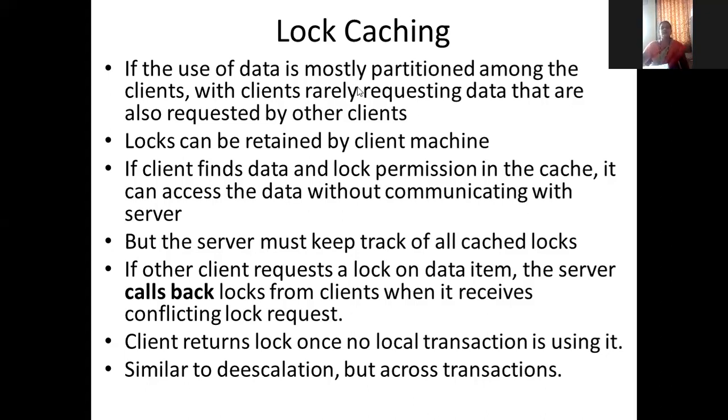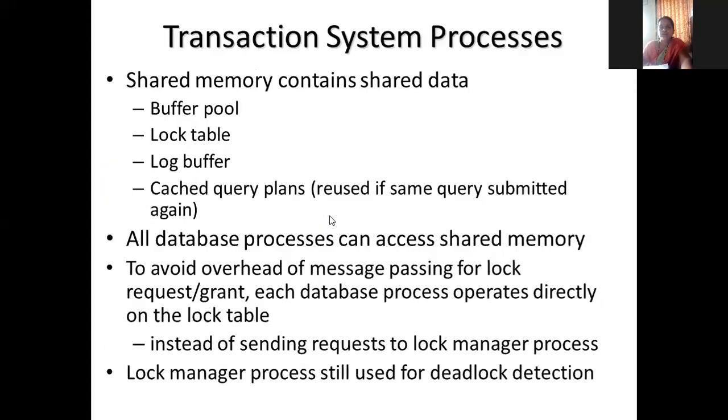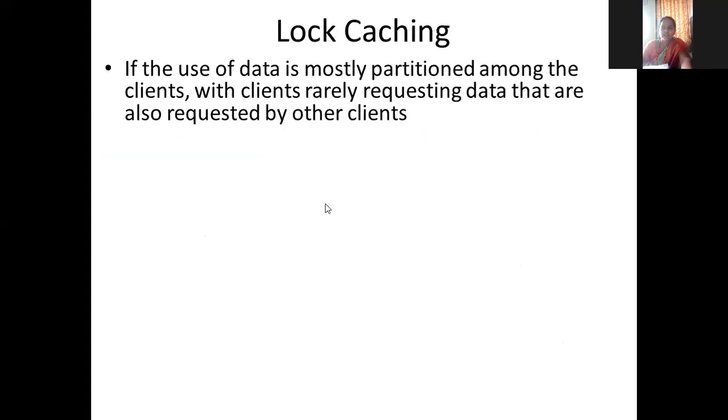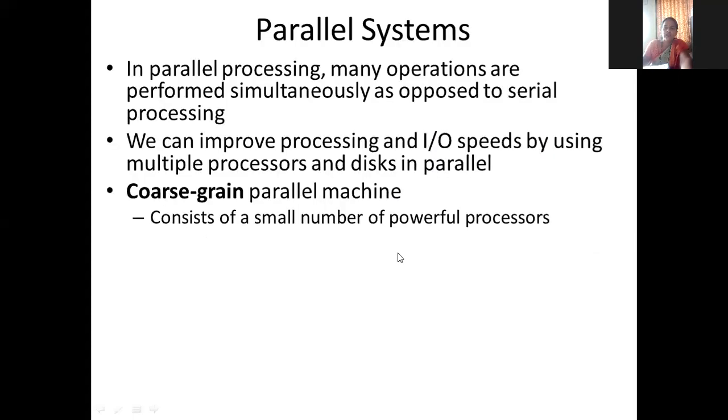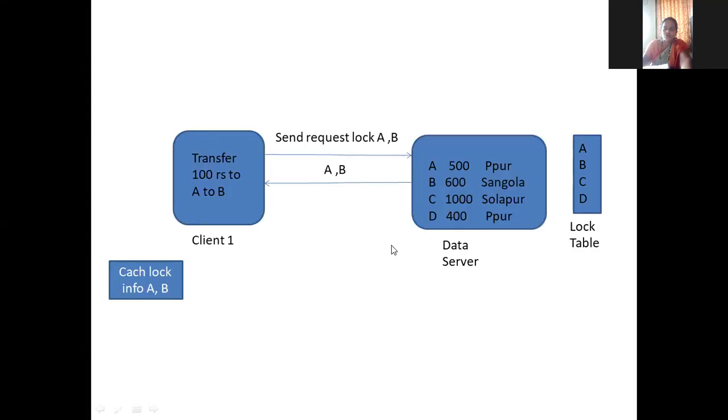So these are the issues that happen in the data server. The server system architecture consists of two types of server, transaction server and data server. In the data server, the name itself suggests that it consists of the data. Transaction servers are mostly used in relational database system architecture, and data servers are used in object-oriented database systems. So this is overall about server system architecture.